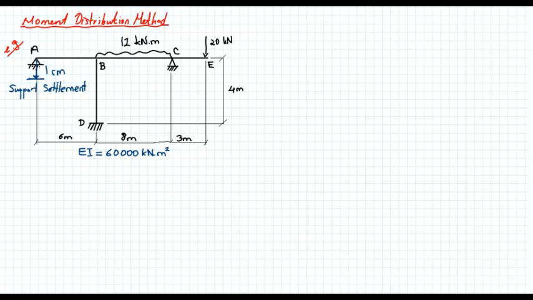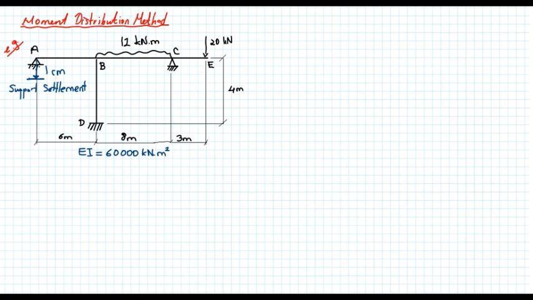Okay, this will be the last example that we are going to solve by using the moment distribution method. Now here we have a frame structure and we have two pin supports, so there is no sway. It doesn't move, it doesn't translate. We have a cantilever here with a point load of 20 kN, a uniformly distributed load, and I have a support settlement at point A.